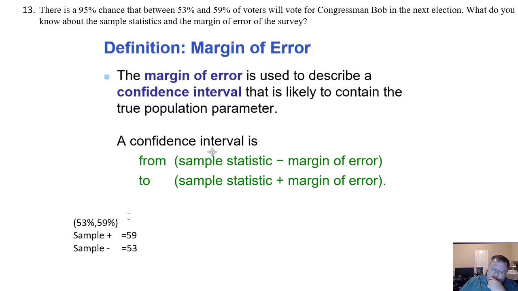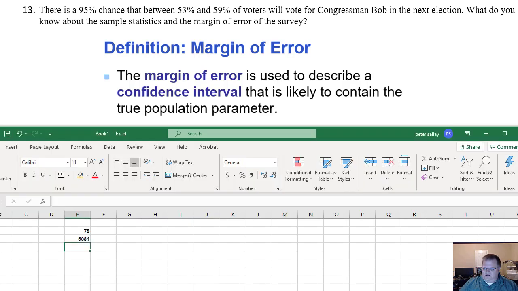So we have to kind of think for a second. Is there a number sort of in the middle of 53 and 59? And that we get by simply finding the average. So if we add them up and divide by 2, that'll tell us what this middle number is. So let me go jump to an Excel spreadsheet and do that.